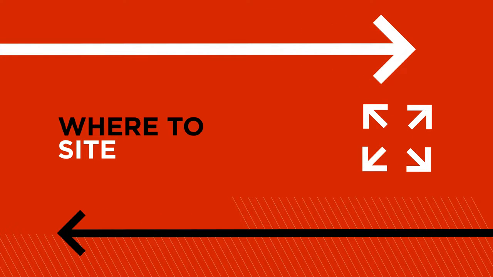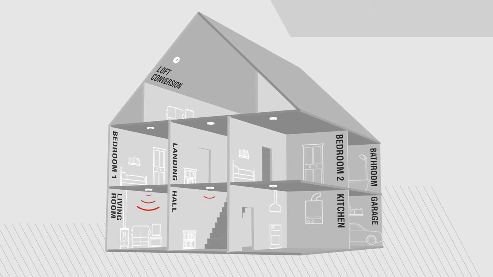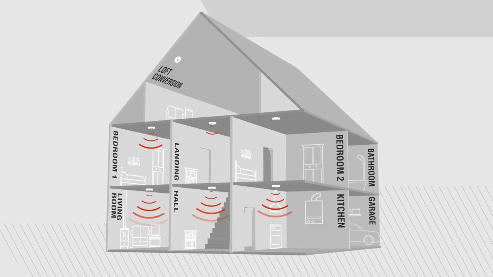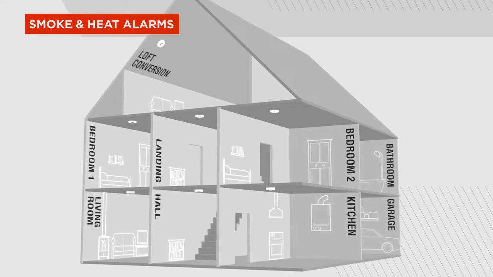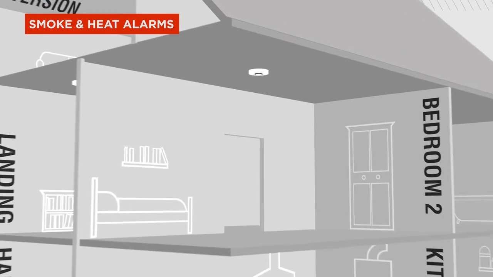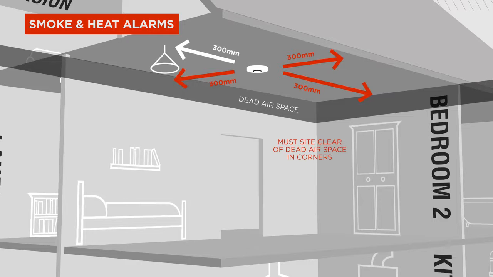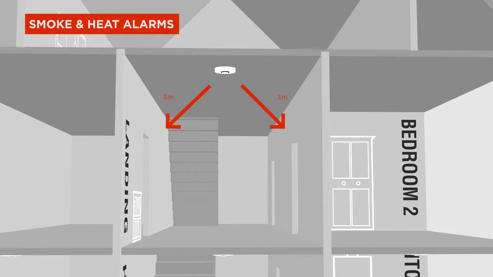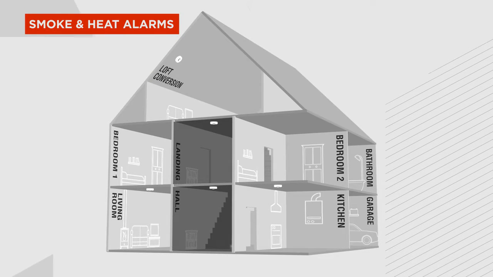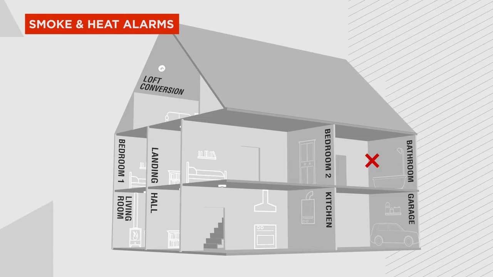Siting alarms correctly throughout a property is vital to ensure they provide life-saving detection and respond as quickly as possible. Alarms should be sited on the ceiling as centrally as possible. They should be 300 mm from walls and light fittings. There should be an alarm within 3 meters of every bedroom door and between high-risk rooms and bedrooms. Alarms should not be installed within bathrooms or too close to steam and moisture.